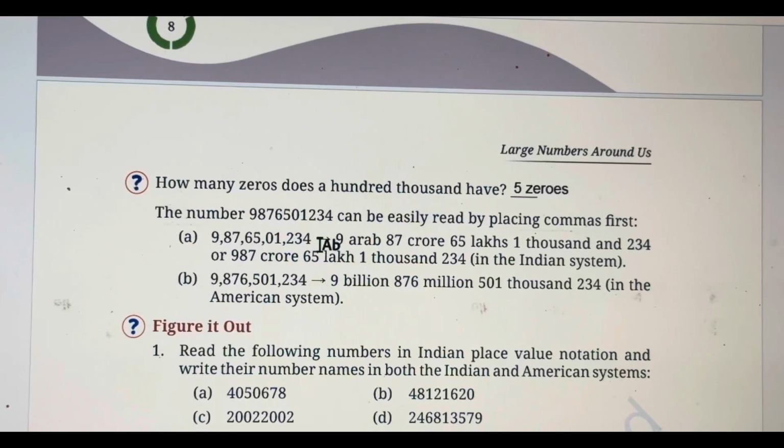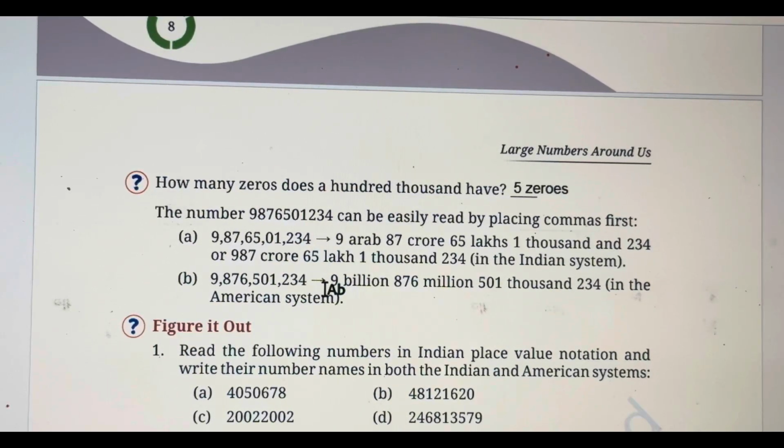First, we'll do it according to the Indian system. Commas go before 3 digits, then 2, 2, right? If we follow the Indian system, this is the ones block, then the thousands block, lakhs block, crores block, and Arab block. Whatever is between the commas has to be read together. So this is 9 Arab, 87 crores, 65 lakhs, 1,000, 01, it is, so 1,234, right? So this is in the Indian system.